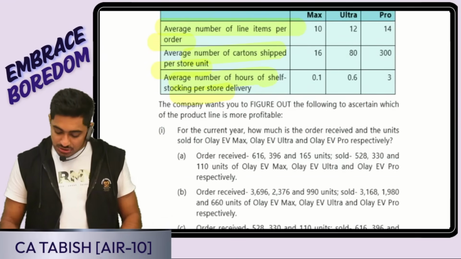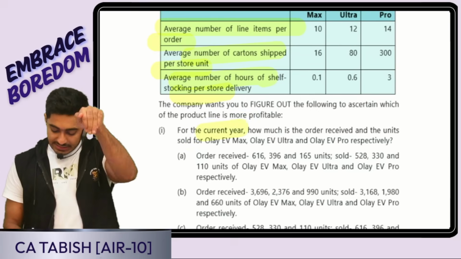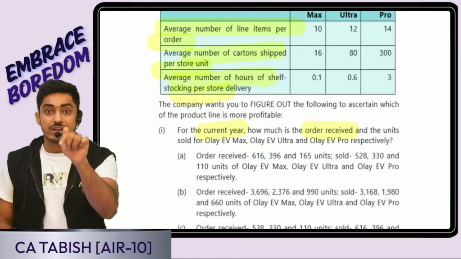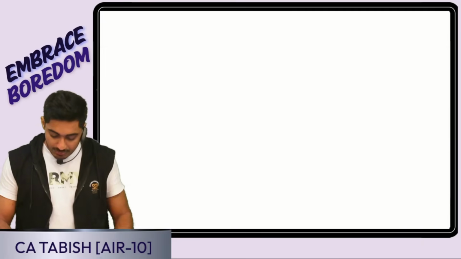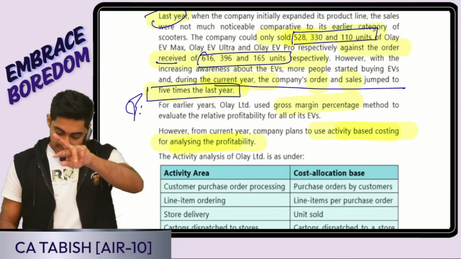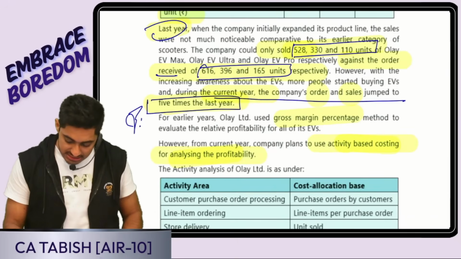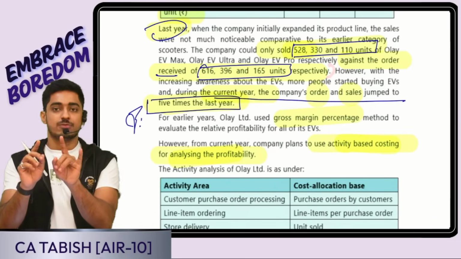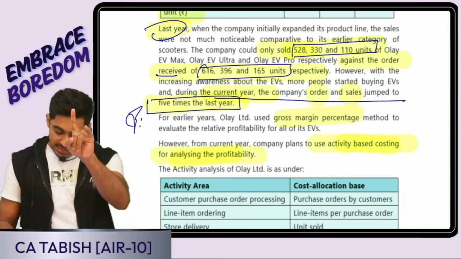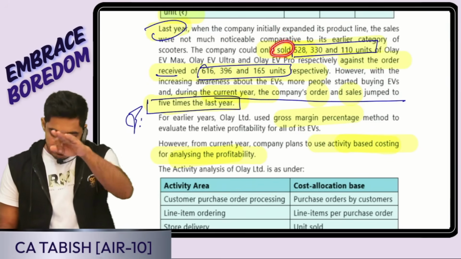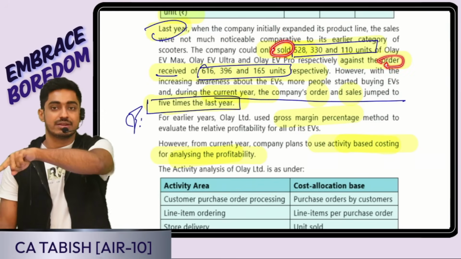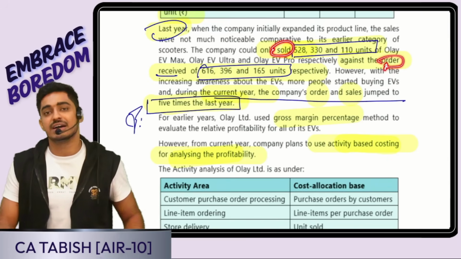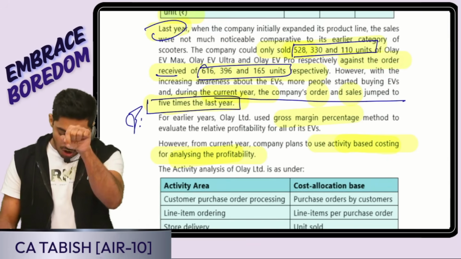First, the company wants you to figure out the following. For the current year, how much is the order received? Tell me, students, last year's data: how many orders were received last year? Be very careful, please. See how the data is given. First they have given sales, then orders. But in the question, first they are asking orders, then sales. Why? In a hurry you will commit a mistake. Tell me, orders.